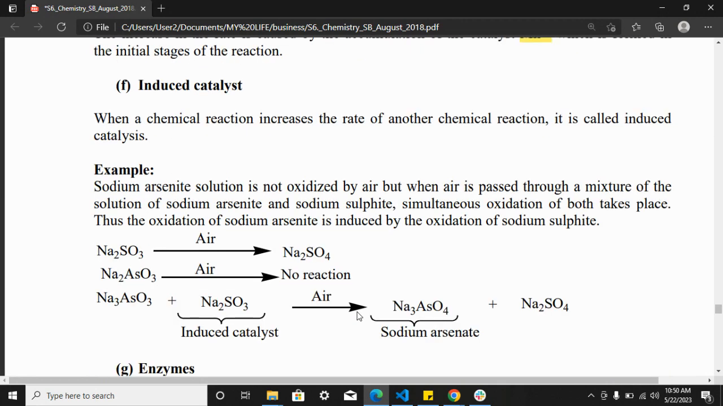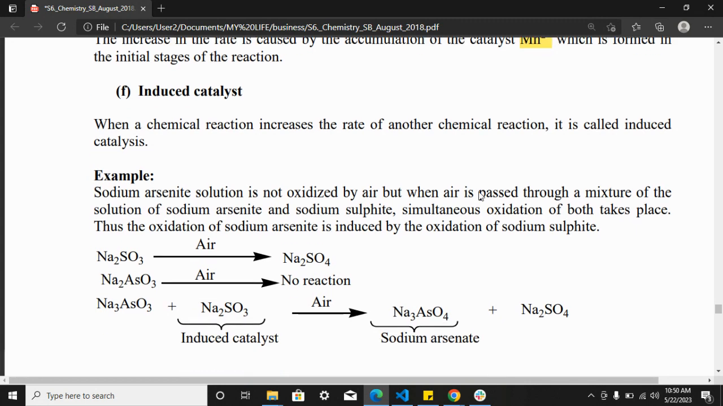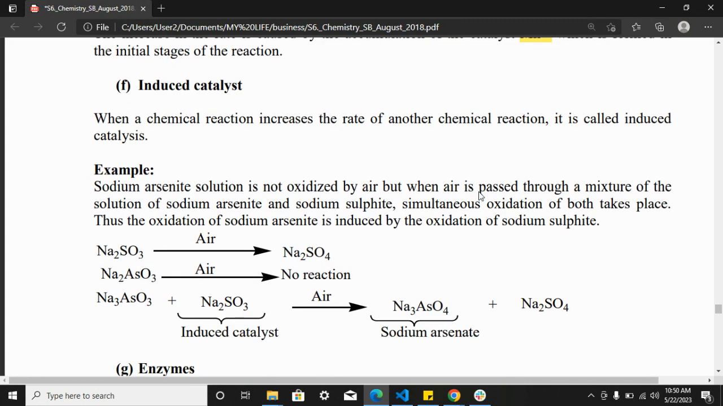So we have another type of catalyst called an induced catalyst. When a chemical reaction increases the rate of another chemical reaction, it is called induced catalysis. That is, when one chemical reaction motivates or raises the rate of another chemical reaction to happen, we say it is induced catalysis.